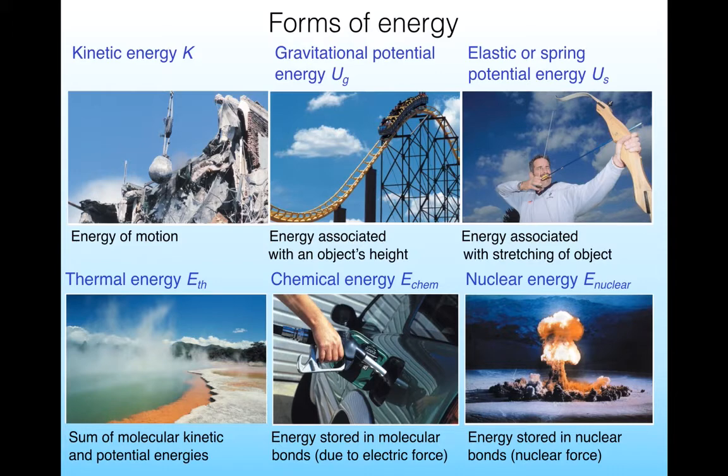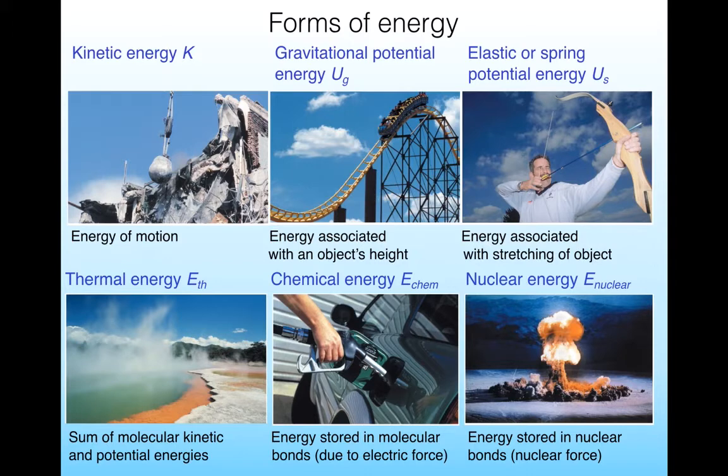Another type of energy that we'll talk about, and you may have already seen in some of your labs, is elastic or spring potential energy. This is the energy associated with stretching an object. So for instance, in this bow and arrow, you can see that the string of the bow is being pulled back taut, and that's going to contribute to the arrow's motion, or kinetic energy.